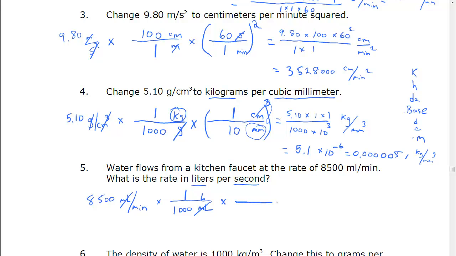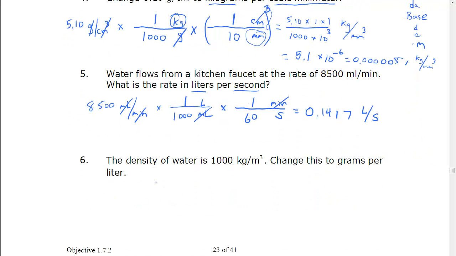We want to get rid of minutes, so it's on bottom, which means we need to cancel it up top. We want seconds. And what do we know about minutes and seconds? Well, 1 minute is 60 seconds. We'll multiply across the top, divide by the bottom, and we'll just write the final answer here. 0.1417 liters per second.